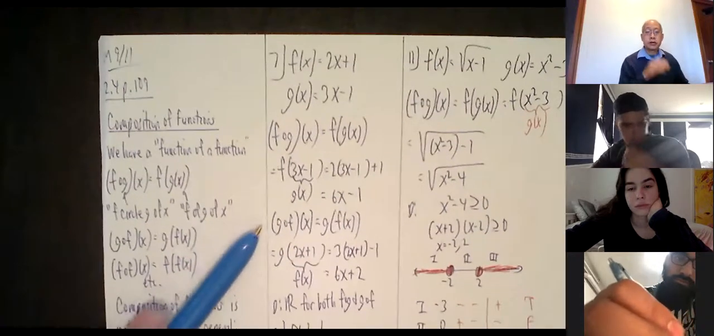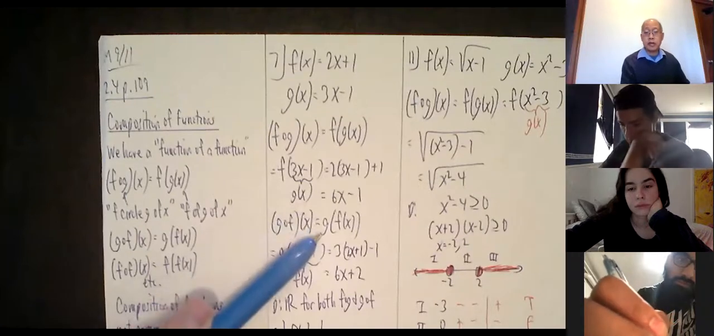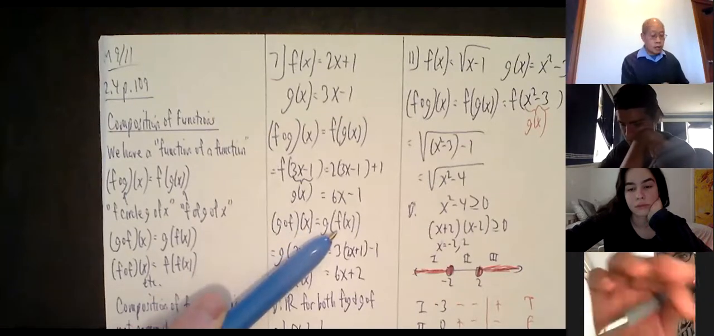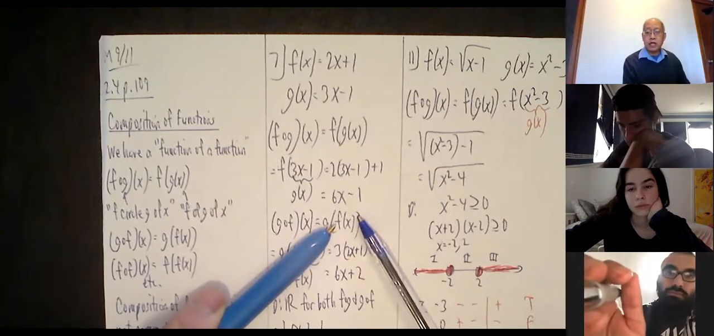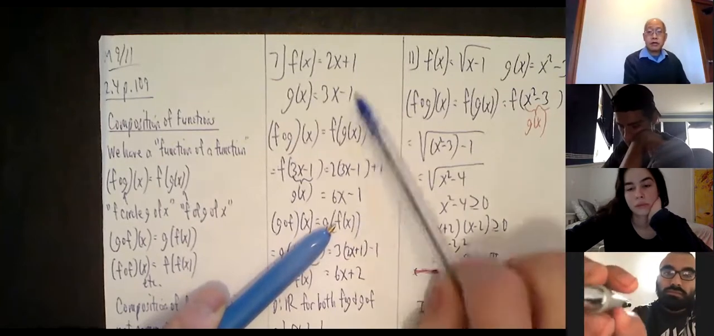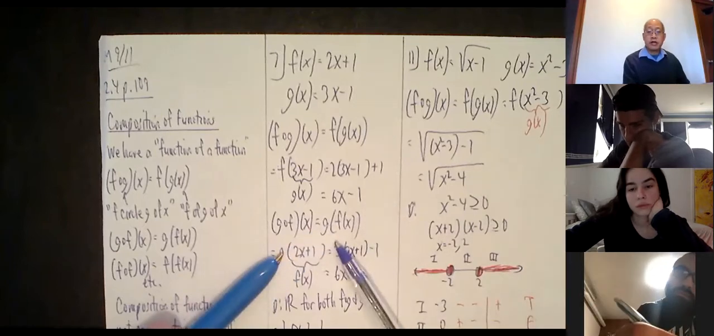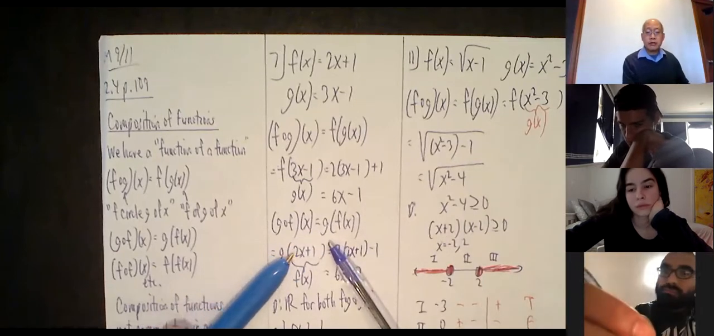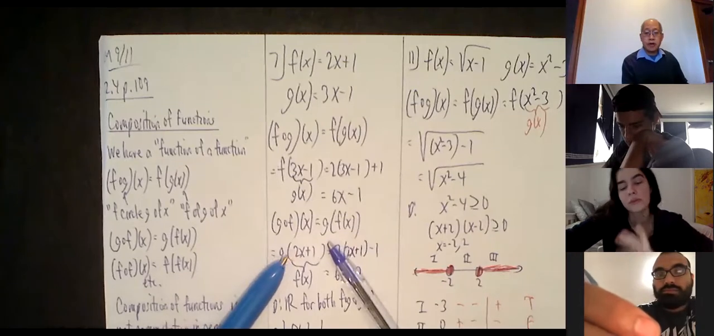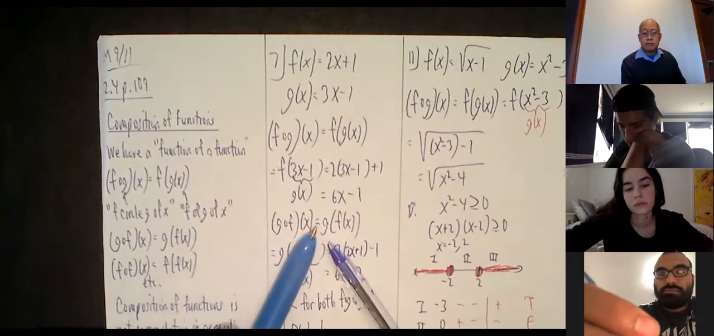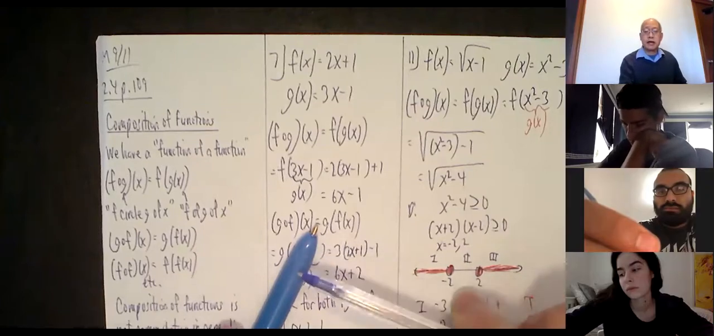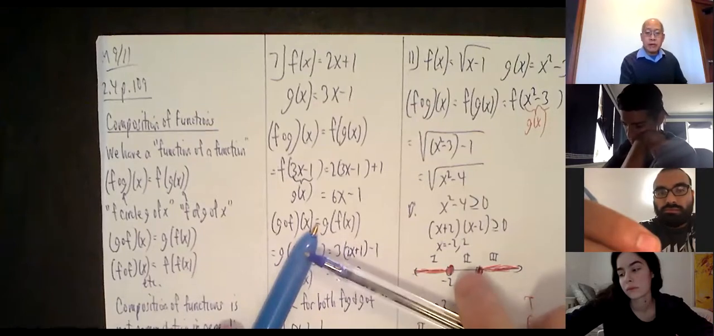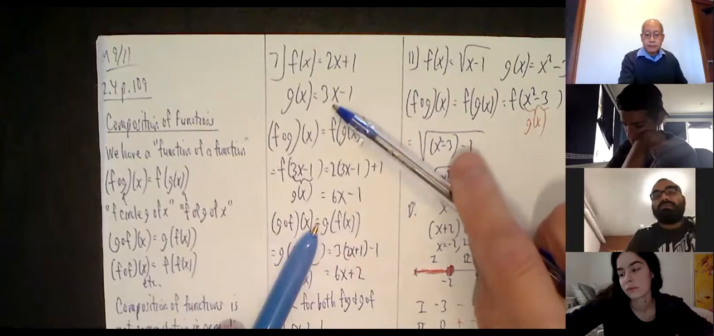Okay, let's do g circle f of x. Reverse it. So g of f of x. So the first step is instead of writing f of x, I write down what it's equal to. What it's equal to is 2x plus 1. So I want g of 2x plus 1 right here. g of 2x plus 1. I'm going to cover it up. You don't have to cover it up for yourself, but just for teaching purposes, I'm covering it up. And now whatever's behind my pen goes right there.